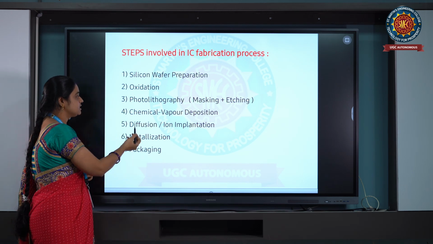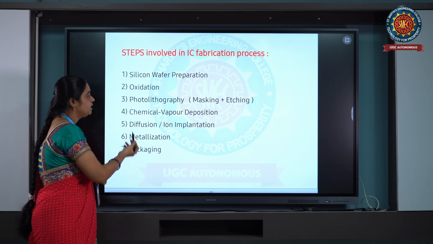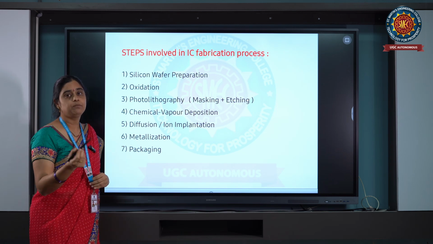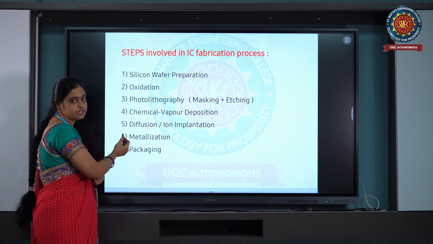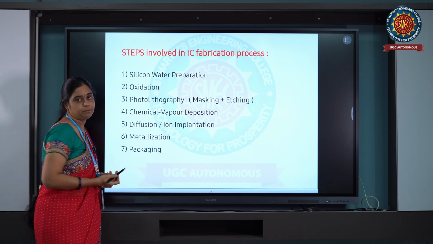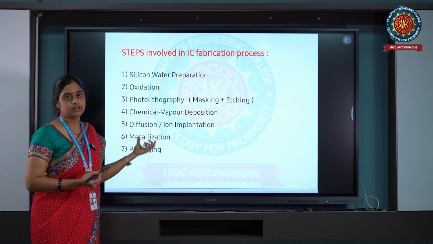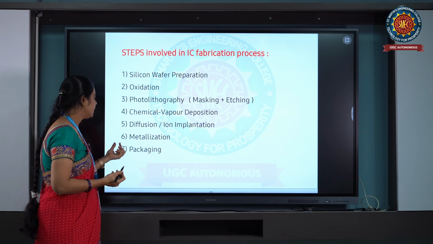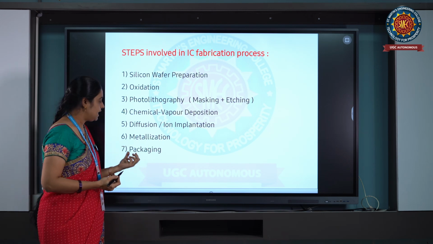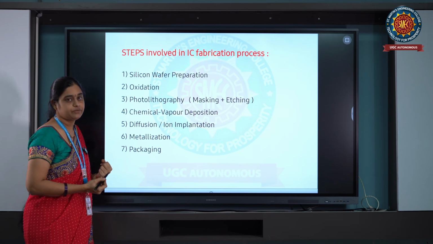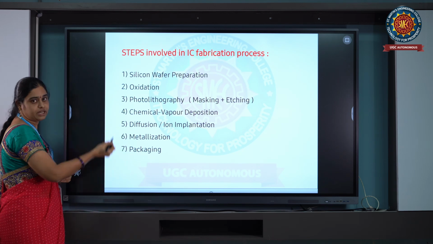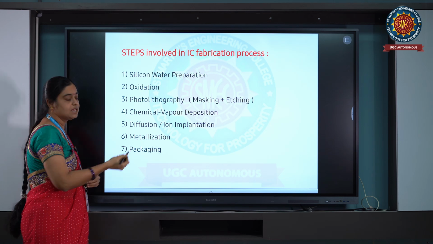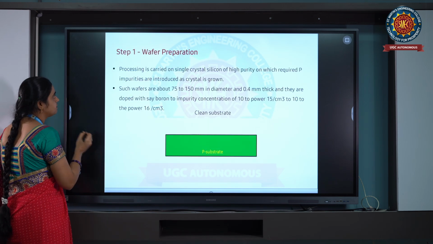The fourth one is chemical vapor deposition, in short known as the CVD process. The fifth one is either diffusion or ion implantation. We use this technique for the formation of source and drain. The next one is metallization. The last step is packaging of the IC. Now, by knowing the names of these different steps, let us start with the process of IC fabrication.